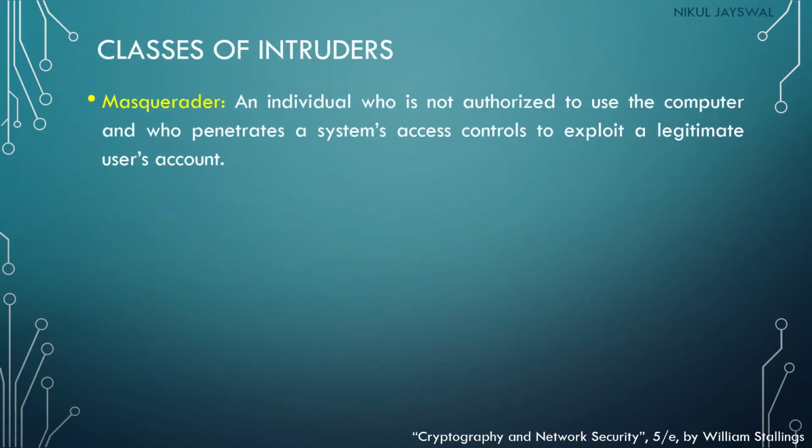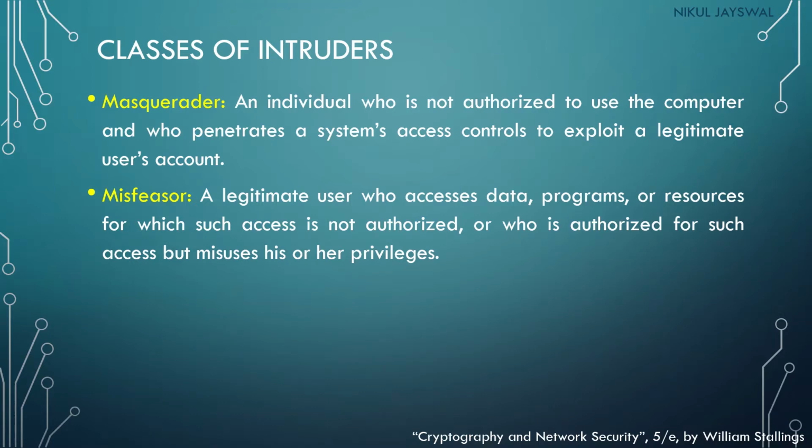Classes of intruders. Basically, there are three classes of intruders. First is the masquerader. A masquerader is an individual who is not authorized to use the computer and who penetrates a system's access control to exploit a legitimate user account. In most cases, masqueraders are external users who are not authorized to use the computer system of the internal organization. This type of intruder will try to access the system without authorization and try to take control of the system to exploit important information from the user account.